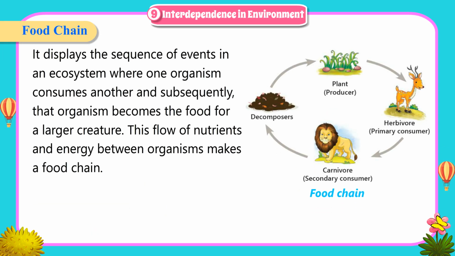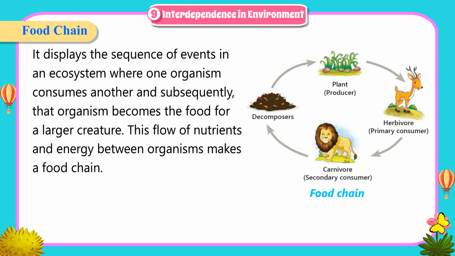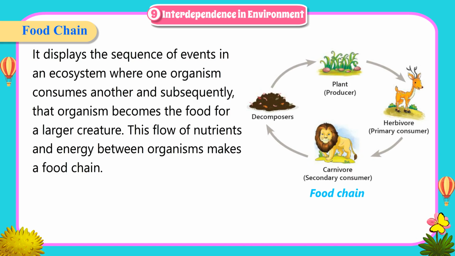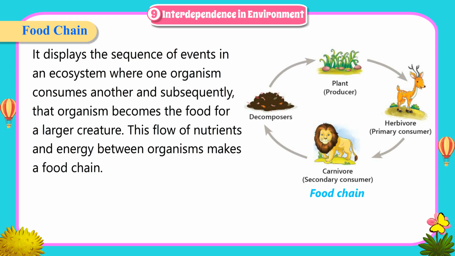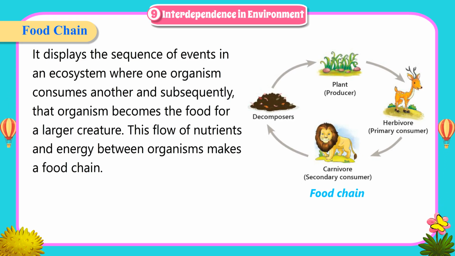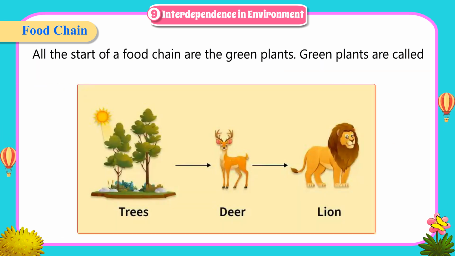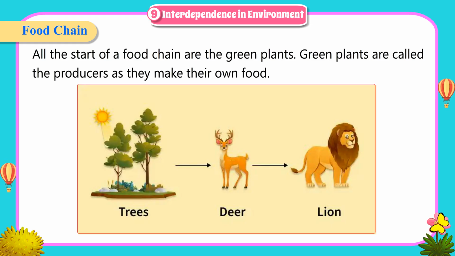Food chain. It displays the sequence of events in an ecosystem where one organism consumes another, and subsequently, that organism becomes the food for a larger creature. This flow of nutrients and energy between organisms makes a food chain. At the start of a food chain are the green plants. Green plants are called the producers as they make their own food.